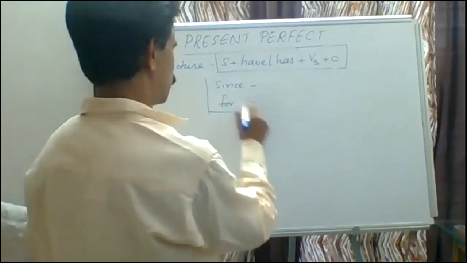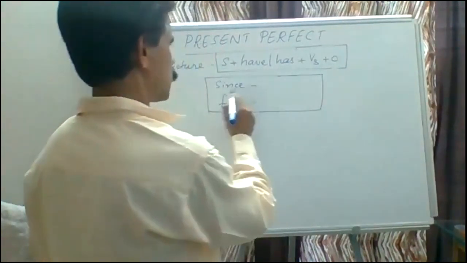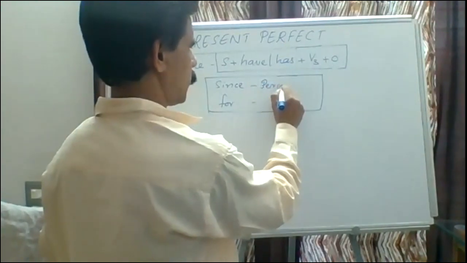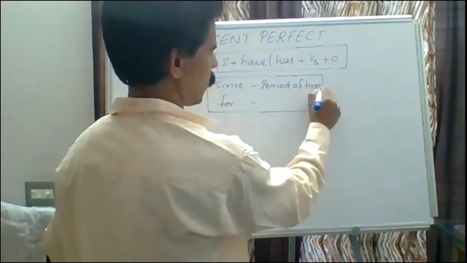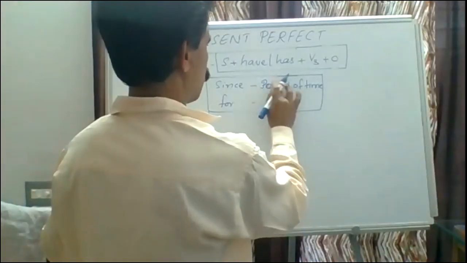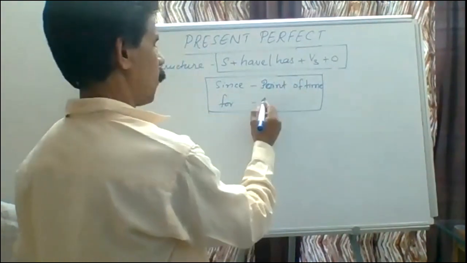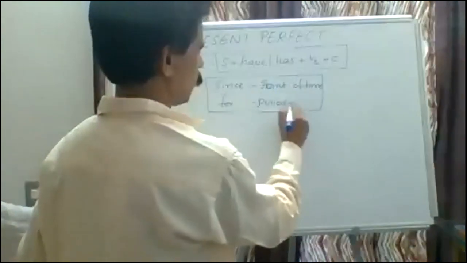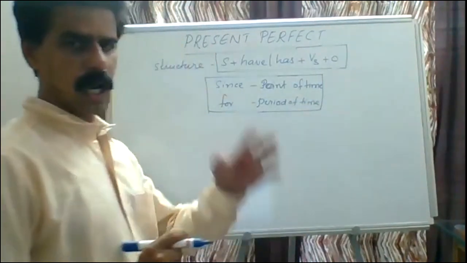These two words at the end are the time showing words. They are "since" and "for". Since is used to express a point of time, and for is used to express a period of time. One is for a point of time, a sharp time.